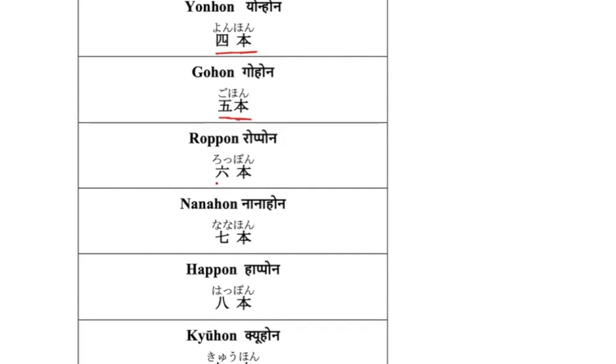Then six long and thin objects is, this is roku, and this is hon, but it is going to be pronounced as roppon. It's an exception, roppon. Then seven long and thin objects, it is going to be pronounced as, this is seven, nana, and this is hon. So nanahon. Then eight long and thin objects, this is hachi, eight, and this is hon, but it is going to be pronounced as happon. It's an exception. Happon means eight long and thin objects.